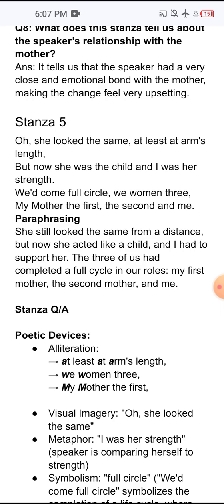So paraphrasing: she still looked the same from a distance, but now she acted like a child, and I had to support her. The three of us had completed a full cycle in our roles. My first mother, the second mother, and me.